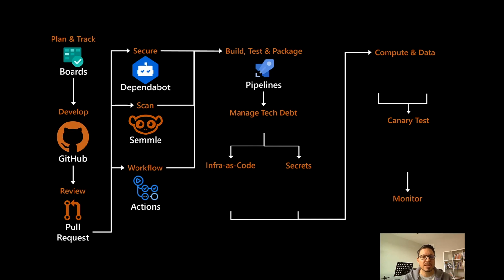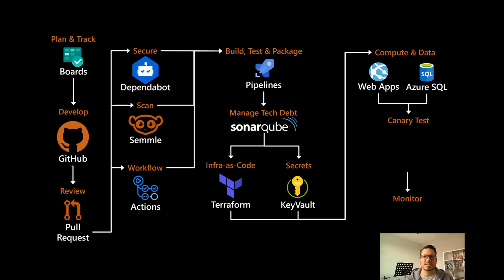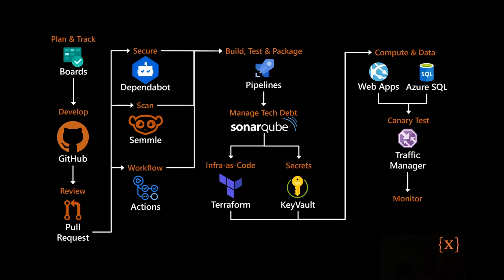We'll then use Azure Pipelines to build, test, and package the application. We'll hook into SonarQube for managing technical debt. We'll use Terraform to specify our infrastructure as code, and we'll put secrets into a key vault in Azure. For compute and data, we're going to use Azure Web Apps and Azure SQL. We're going to use Traffic Manager and Web App Slots in order to perform canary testing. And we'll use Application Insights for monitoring. It's a lot of ground to cover, so we're going to go pretty quickly, and I hope you enjoy the rest of this demo series.